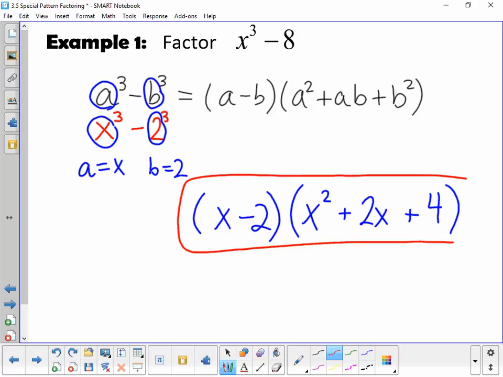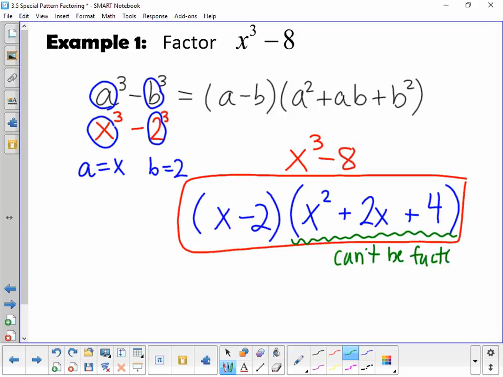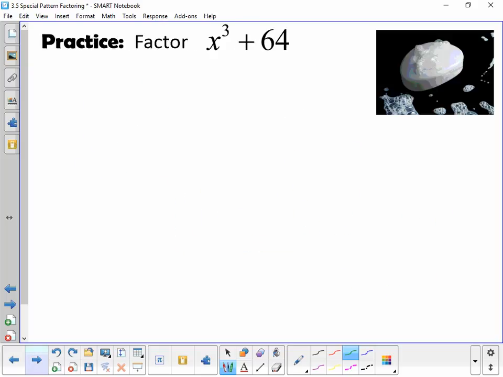So x to the third minus 8 is the same as x minus 2 times x squared plus 2x plus 4. Now I think it's worth mentioning that when you use this pattern, this quadratic right here cannot be factored more. It's called a prime quadratic. You can't factor it anymore. There are no factors of 4 that add up to 2. So that is our final answer.